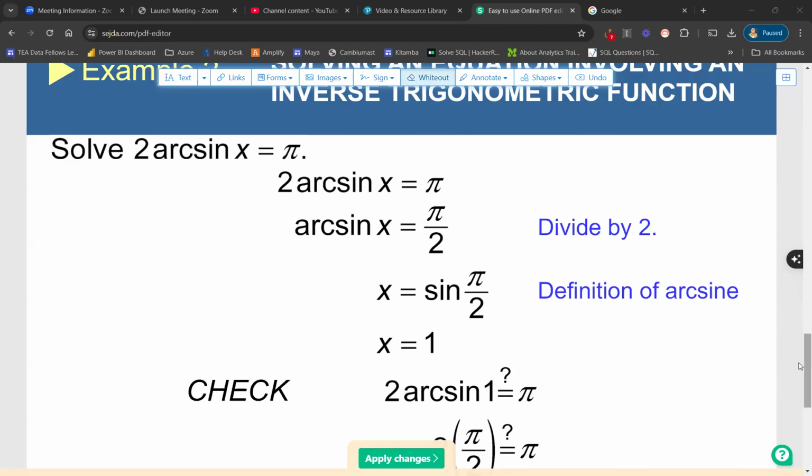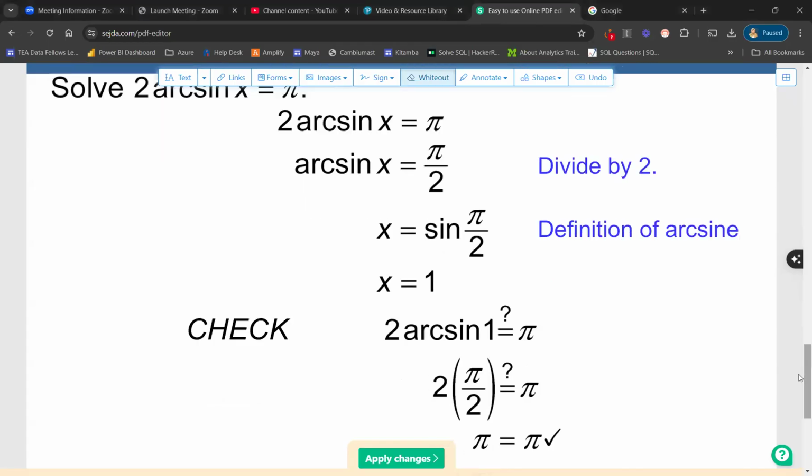If you plug in 1 for x, you're going to notice that it will work, because when you replace x with 1, arc sine of 1 means the angle whose sine value is 1, and that angle is pi over 2. And then when you multiply it by 2, it matches the right side of the equation. And this is how we are going to solve these questions on the homework.